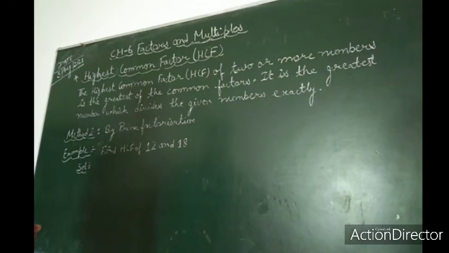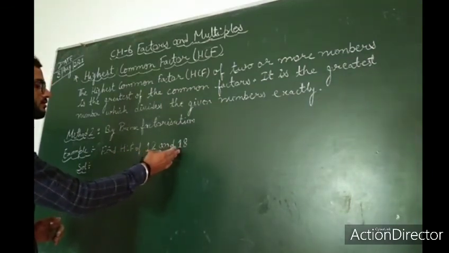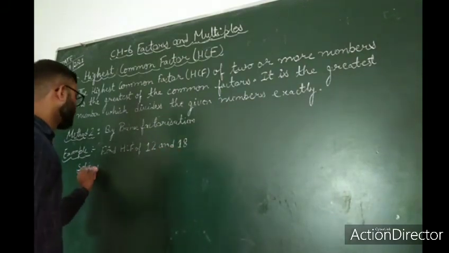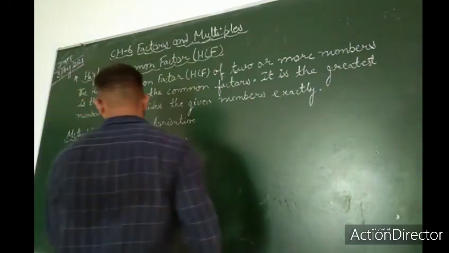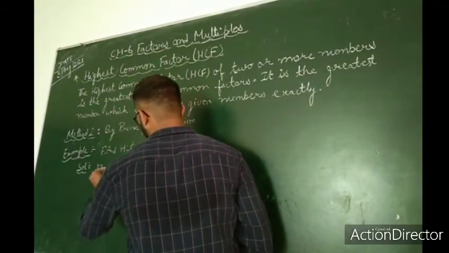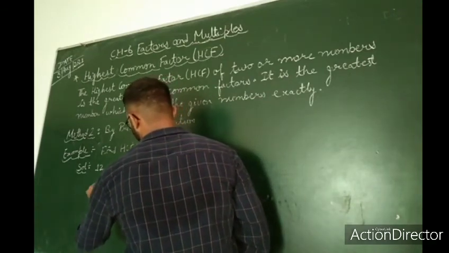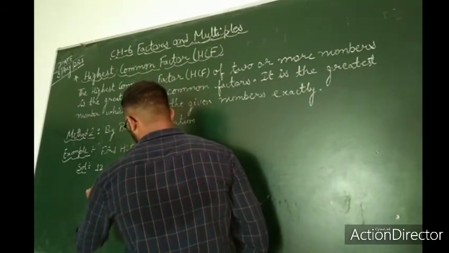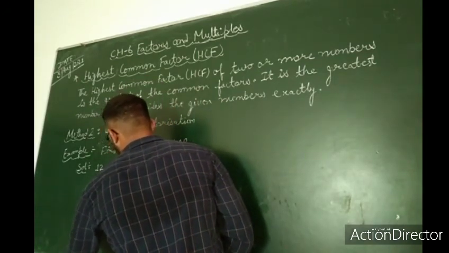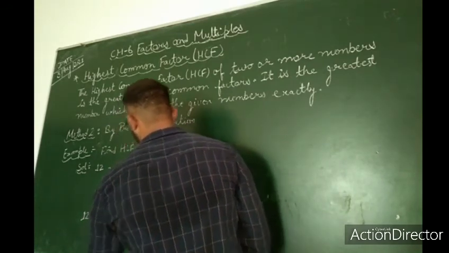So what we do here, first we find the prime factors of 12, and after that we find the prime factors of 18. So first we find the prime factors of 12. Here we divide 12 by 2. 2 sixes are 12, 2 threes are 6, and 3 ones are 3. So the prime factors of 12 equal 2 multiplied by 2 multiplied by 3.